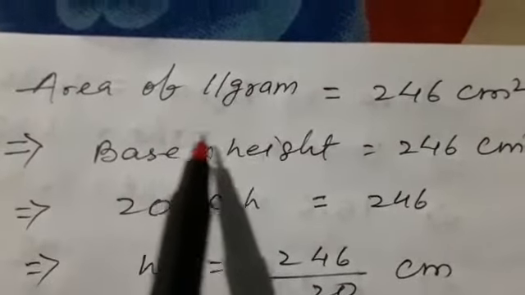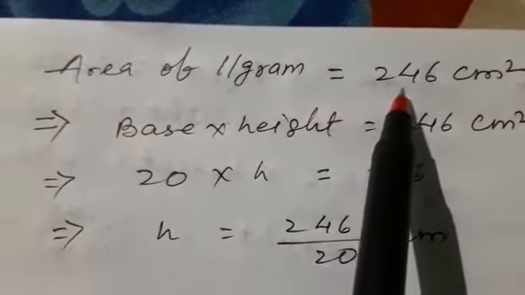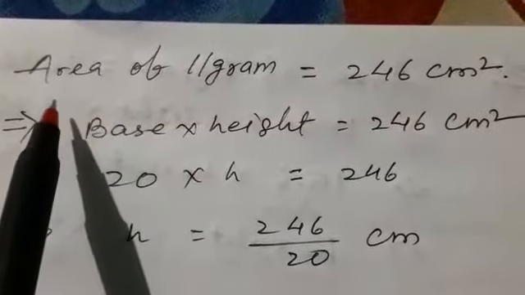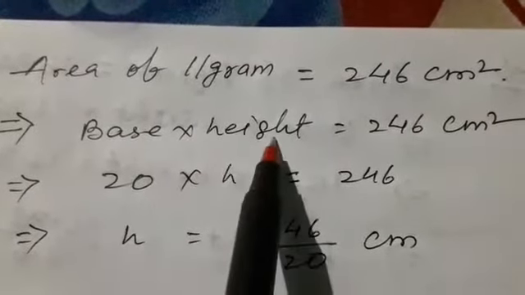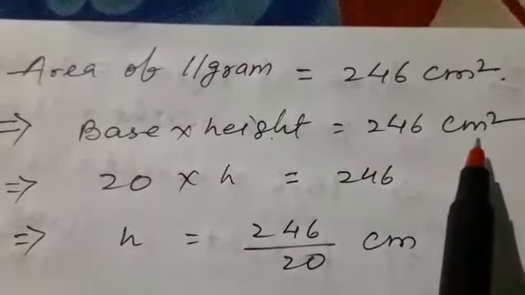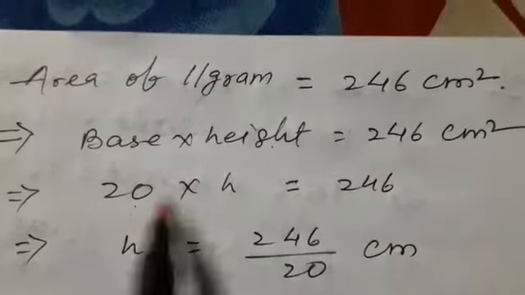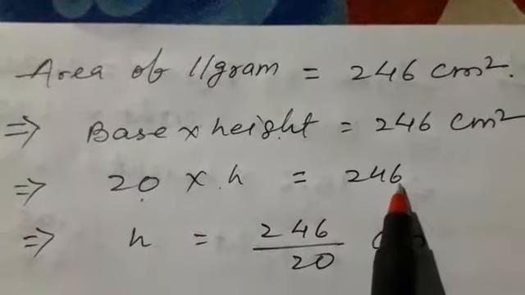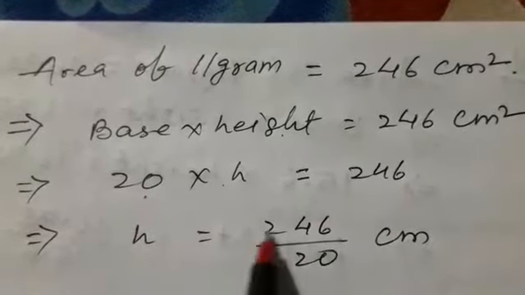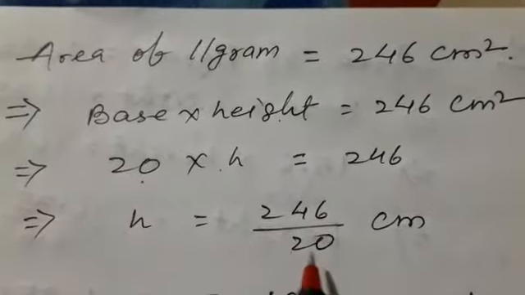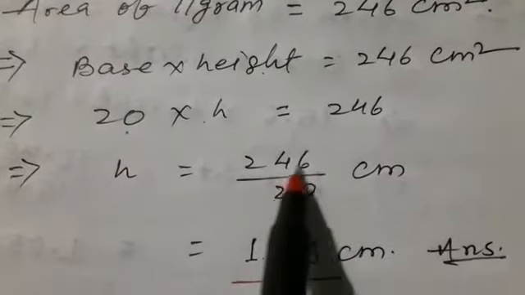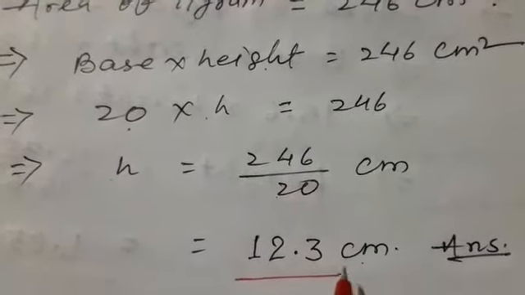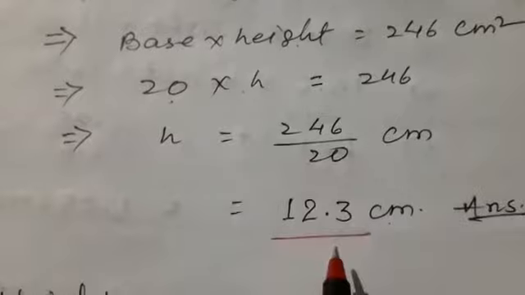Solution: area of parallelogram is equal to 246 centimeter square. It is given. Now we put the formula to find area of parallelogram, that is base into height is equal to 246 centimeter square. Value of base is 20 and height, product of them is equal to 246. Now h is equal to 246 by 20. When we divide 246 by 20, we find 12.3 centimeter. That is height of given parallelogram.